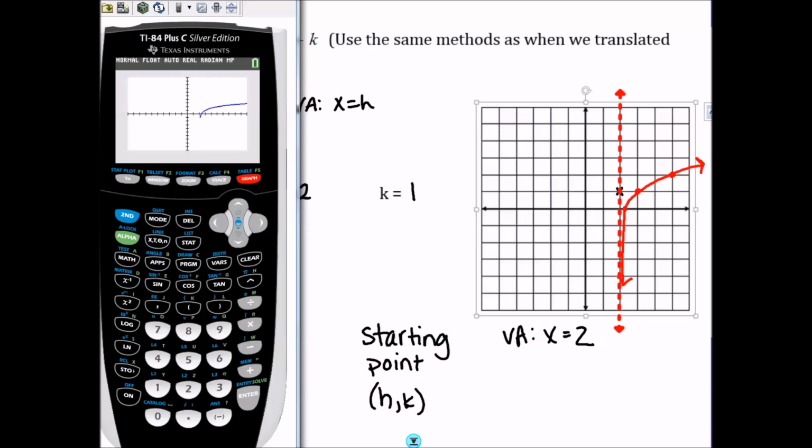Now, the hard part about the calculator is that it's not very high resolution, so as it gets really close to the vertical asymptote, the calculator has a hard time showing that part of the graph. So it ends up making it look almost like a square root function. But you need to know that the graph will continue downward, approaching the vertical asymptote. It does not stop as it appears on the calculator.